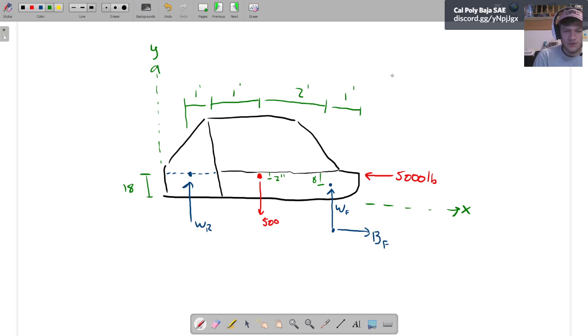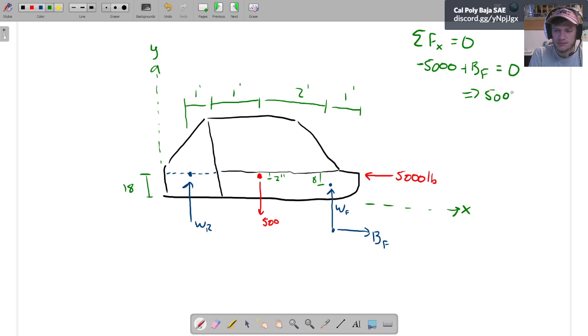So let's start with the sum of the forces. Sum of the forces in the x direction equals 0. So we've got a 5,000 pound force in the negative x direction, plus BF, the braking force, equals 0. So we know our brakes are applying a force of 5,000 pounds. Easy peasy. 5,000 pounds.